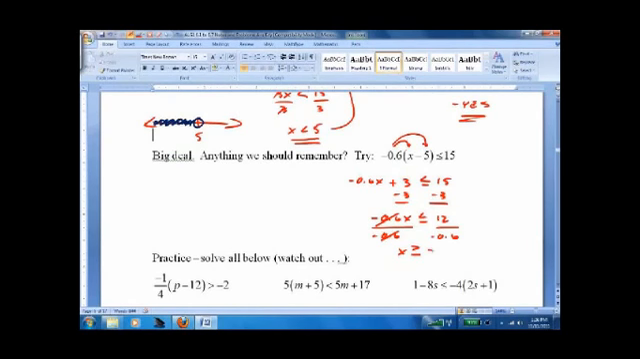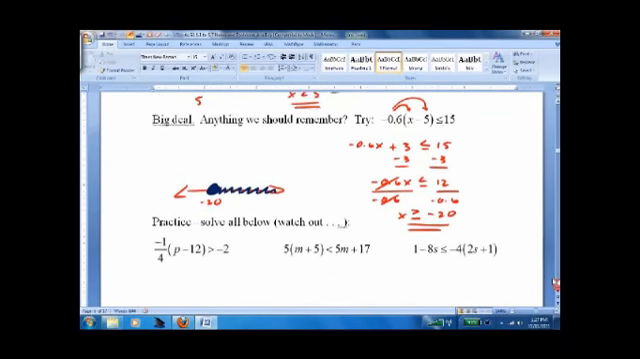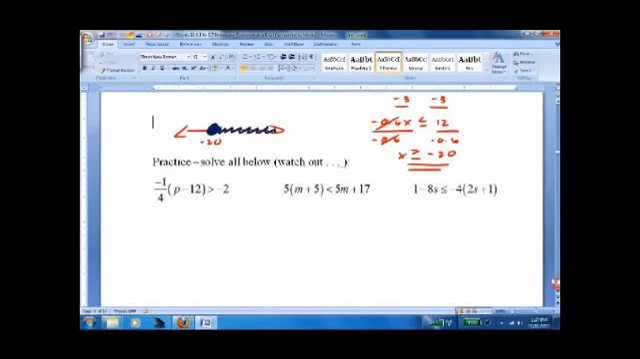We will get negative 20. Graph it. X is greater than or equal to negative 20. So we put a circle, and it's greater, so it's to the right, and it's greater than or equal, so we fill in the dot. Watch out for the negatives.